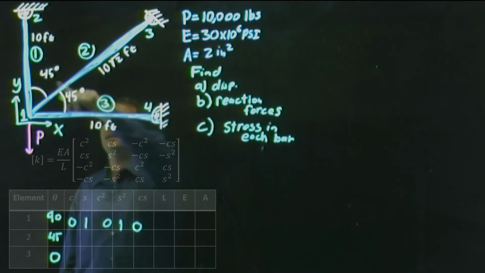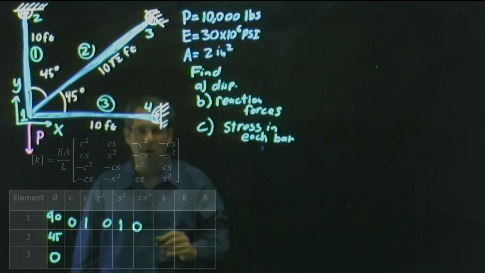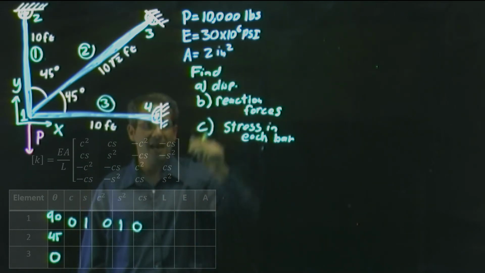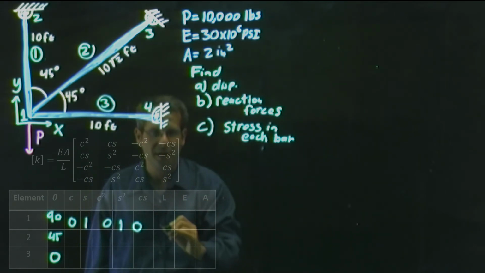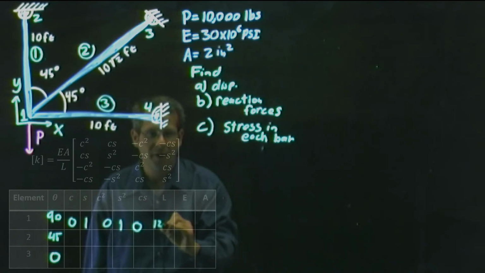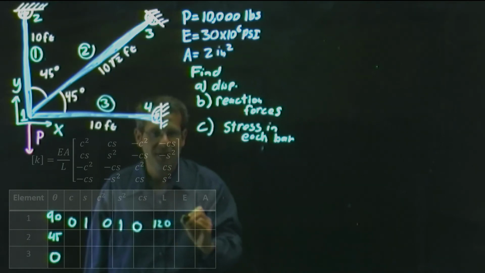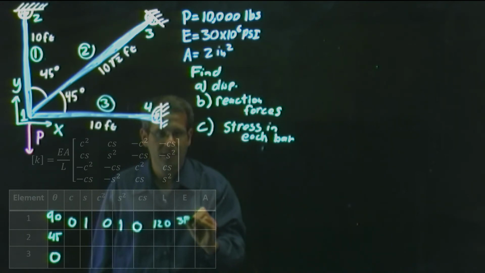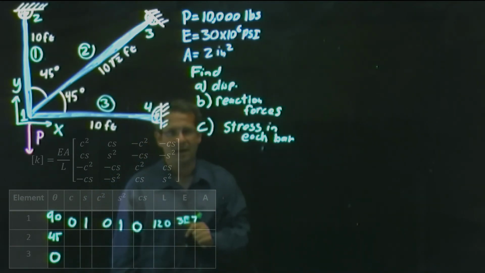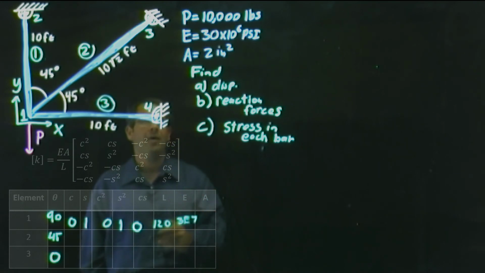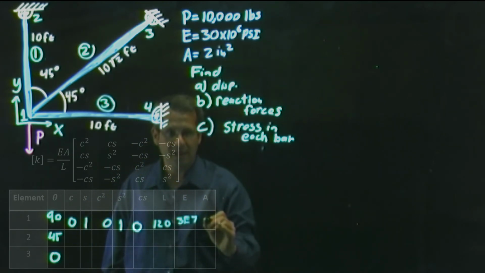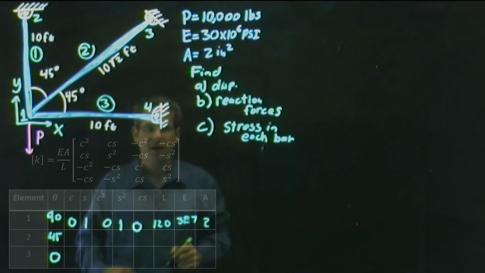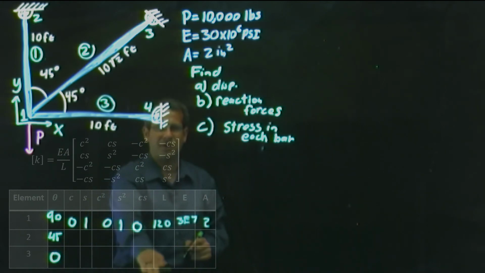the length was given as 10 feet, but let's keep this all in the same units. And since we've got PSI and the area is in square inches, let's call this 120 inches. We can write the modulus as 3e7, where the e is shorthand for times 10 to the 7th power, and the area, again, is 2 inches squared. And I could do the same for the other two elements.